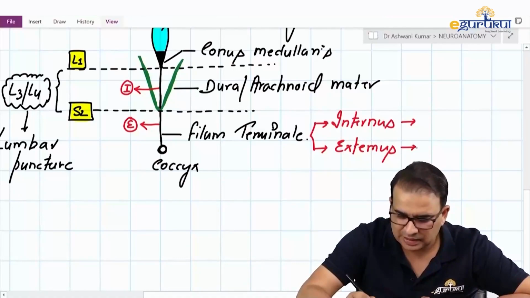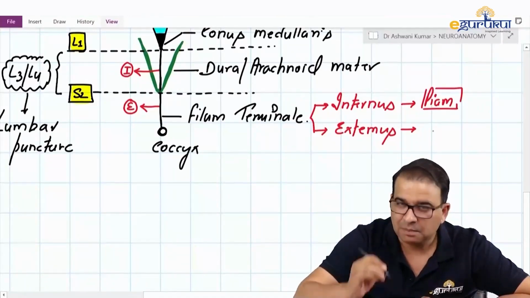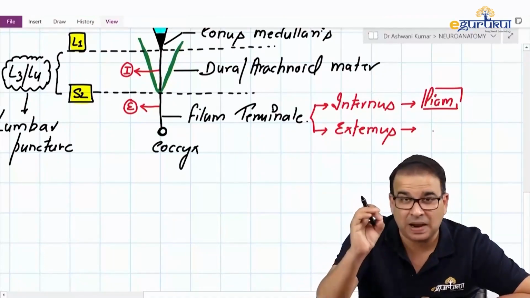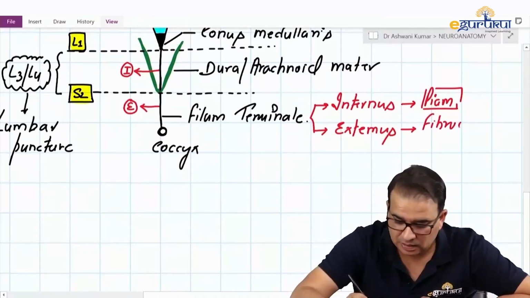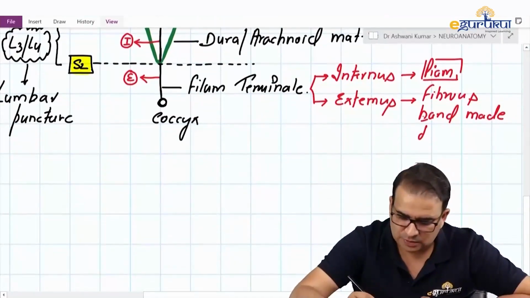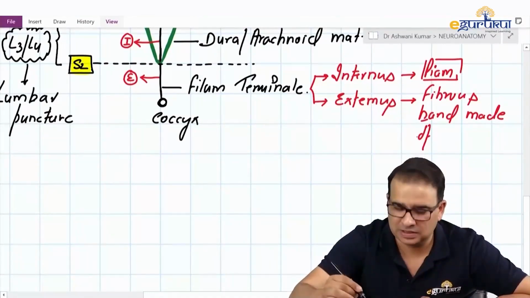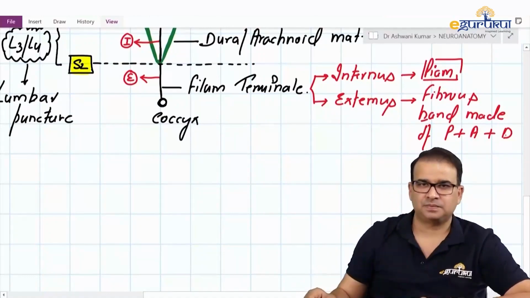This filum terminale internus is a modification of only pia mater. Only pia mater forms the internus, but the filum terminale externus is a fibrous band. It's better you write it down, that fibrous band. It is actually a fibrous band, made up of condensation of all three meninges, made up of pia, arachnoid as well as dura, all three.